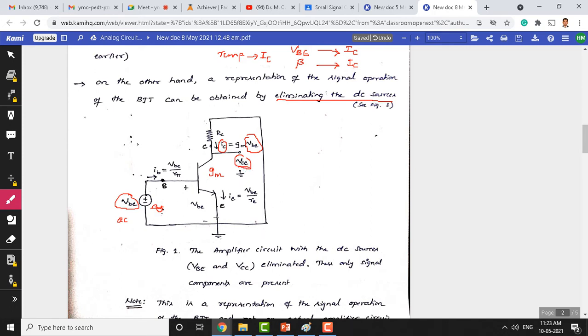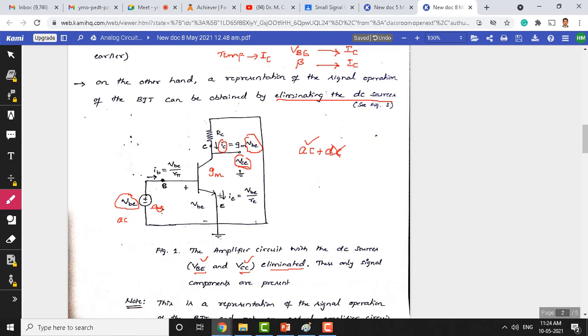Therefore, this figure 1 represents the amplifier circuit with DC sources like VBE and VCC eliminated. You don't see these sources here. You only see the AC source. There is no DC source like VBE or VCC over here. That means we are seeing the amplifier only from the AC signal point of view. Since the amplifier is composed of AC and DC, we eliminated the DC term, and we are seeing the circuit from the AC signal point of view. So this is the AC equivalent circuit of an amplifier.